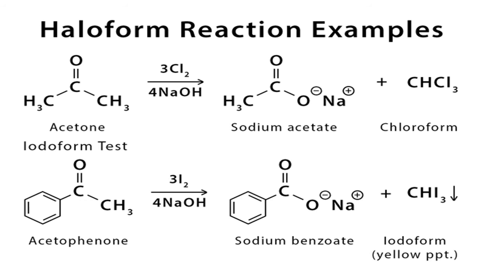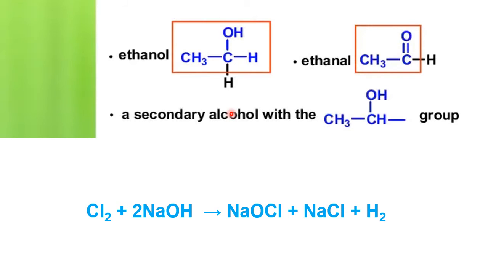Now you see, any compound which contains CHOH, which can be easily oxidized to CH3CO, only those compounds will show the positive test for haloform. This is one example I have shown here, how sodium hypochlorite is prepared by the combination of chlorine and sodium hydroxide. In the same way, sodium hypobromite, sodium hypoiodite and sodium hypofluorite are prepared on the spot, which is required for the haloform test.